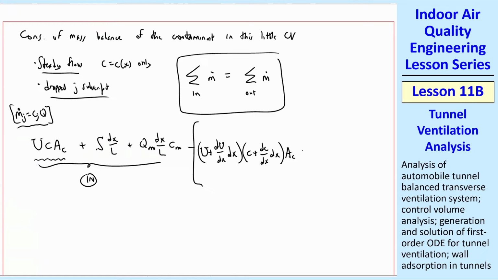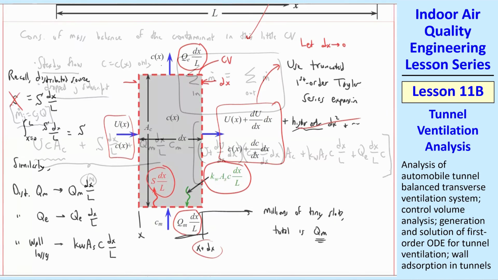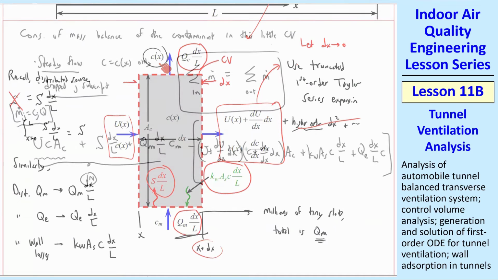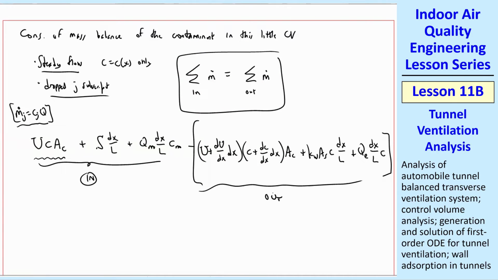There is a wall loss, KW ASC dx over L. And then finally, we have the exhaust, so that's QE dx over L times C. This is C because what's coming out is C of X. These are all terms coming out. All of those have negative signs because they're removing contaminant from the control volume.